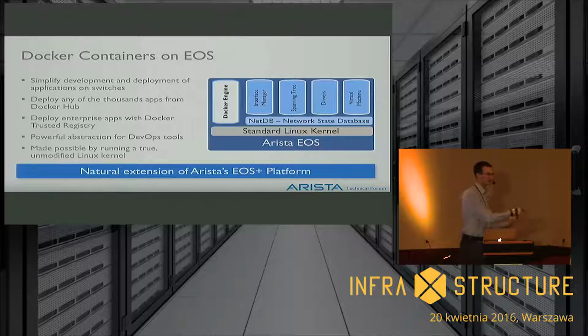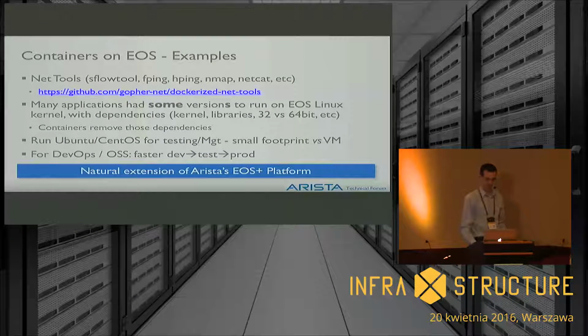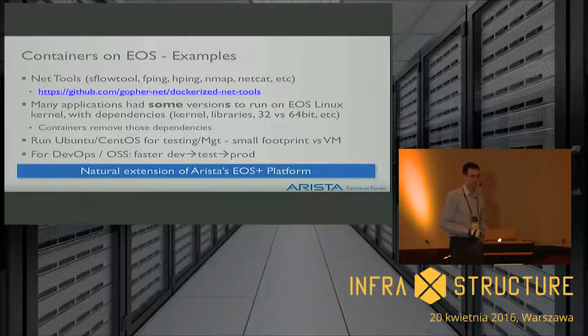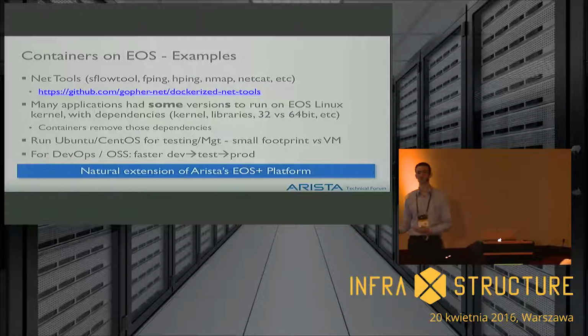And the application that can now be deployed on the server can also be deployed on the network devices for automating and managing them. So for example, you can load NetTools. It's a container running an sFlow tool so that you consume the sFlow data directly on the switch, fping, hping, nmap, netcat, and so on. You could already install it as an RPM on our switches, as I mentioned earlier on the kernel.